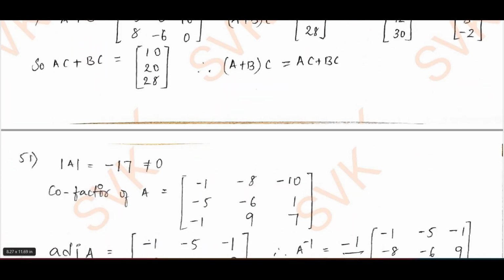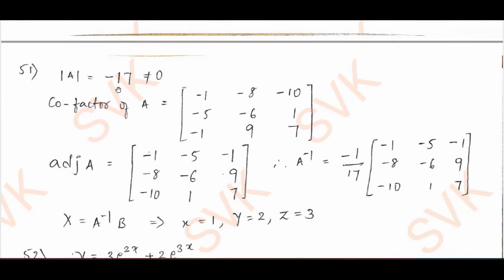Question number 51. Determinant of A is equal to minus 17, which is not equal to 0. I am going to find out the cofactor of A. I have got it. Then I will find out the adjoint of A, and the inverse I have found out. Finally, I am going to find out X equal to A inverse B. From that, I got the values of x, y, z as 1, 2, 3.